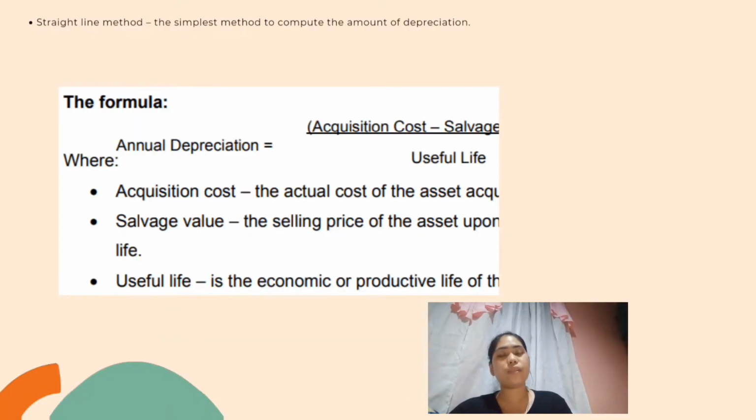Depreciation usually uses the straight line method, which is the simplest method to compute the amount of depreciation, which has the formula: annual depreciation equals acquisition cost minus the salvage or residual value, divided by the useful life, where the acquisition cost is the actual cost of the asset acquired, while the salvage value is the selling price of the asset upon reaching the useful life, and the useful life is the economic or productive life of the asset.